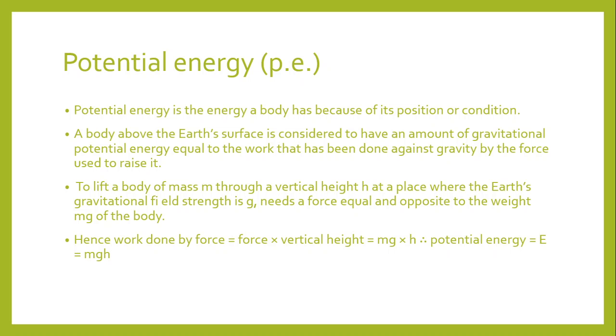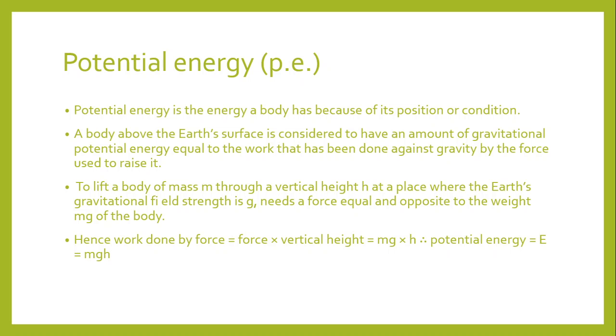Potential energy is the energy a body has because of its position or condition. A body above Earth's surface is considered to have an amount of gravitational potential energy equal to the work that has been done against gravity by a force used to raise it. To lift a body of mass m through a vertical height h at a place where Earth's gravitational field strength is g needs a force equal and opposite to the weight mg of the body.